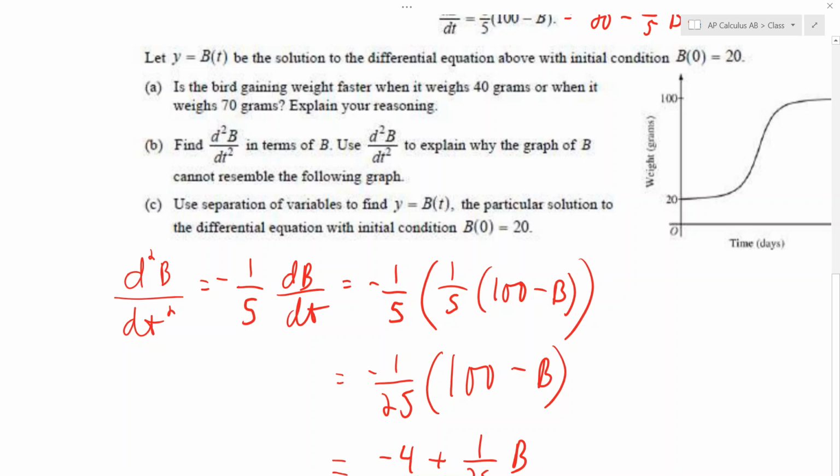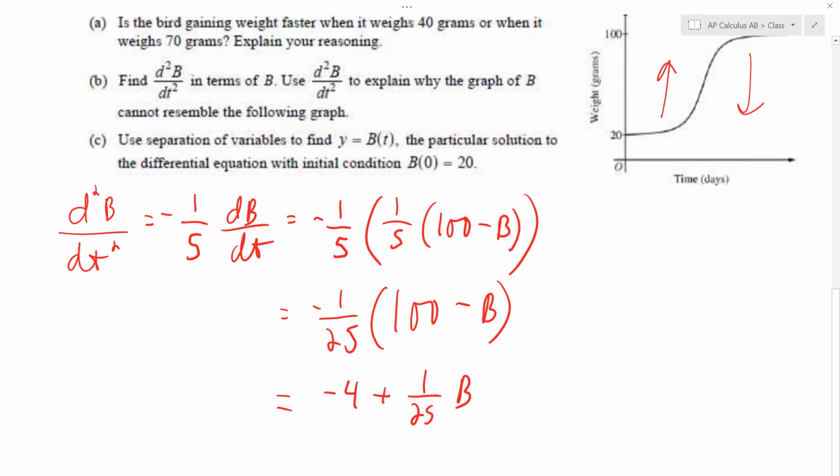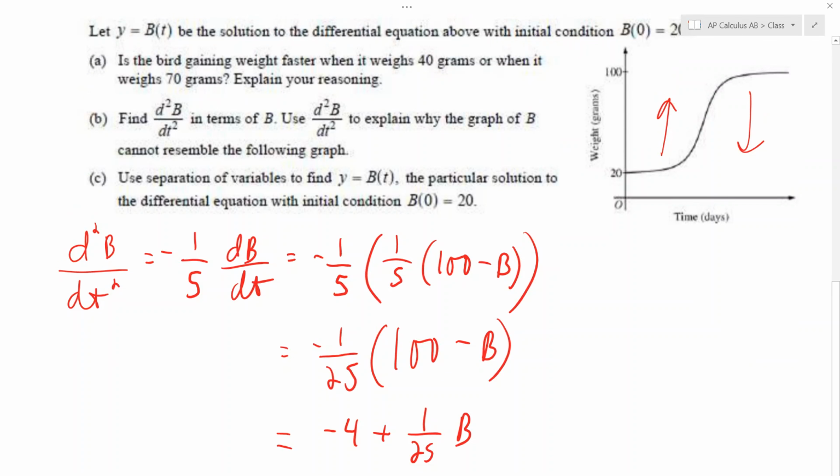Why are they asking us to use the second derivative? What do they want us to investigate? Concavity. Yeah, the concave up versus concave down. So all you got to do is see this graph over here is initially concave up and then concave down after a certain period of time. Right? Just take a point you know.